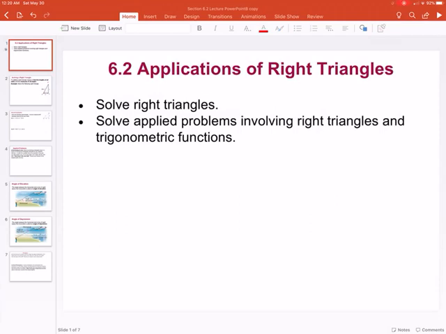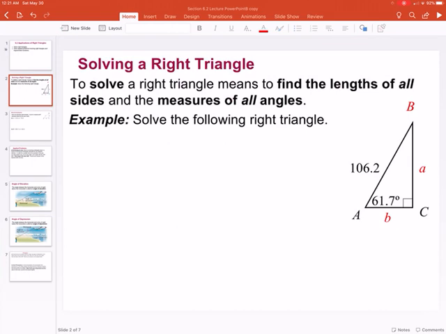All right, let's take a look at section 6.2. We're going to continue our topics of right triangle trig. In this section, we're going to look at some applications of right triangles here in section 6.2. And we'll look at solving a right triangle.